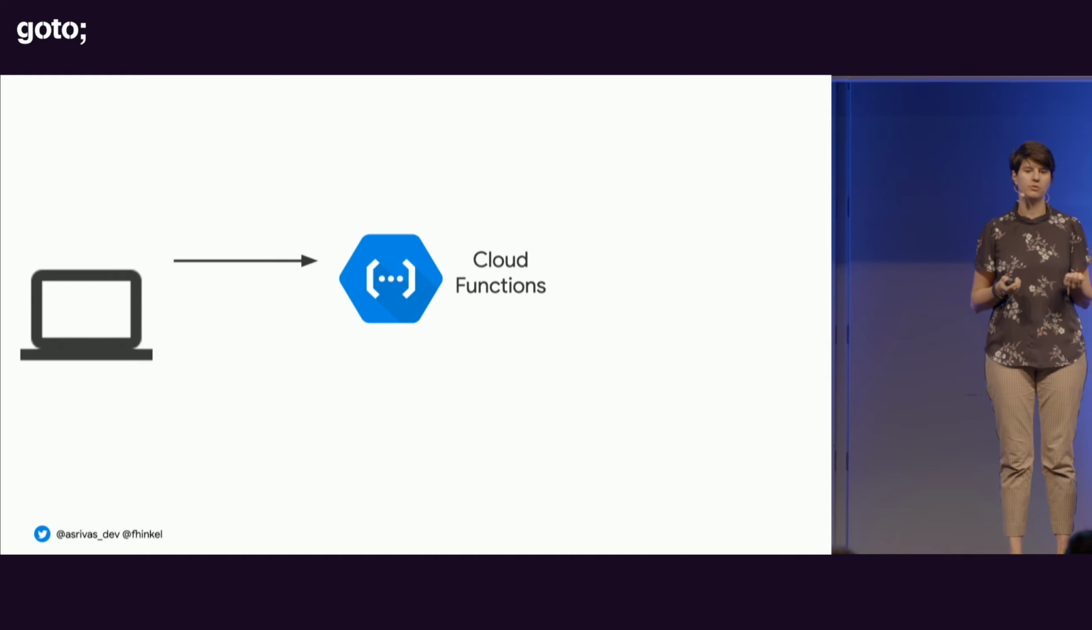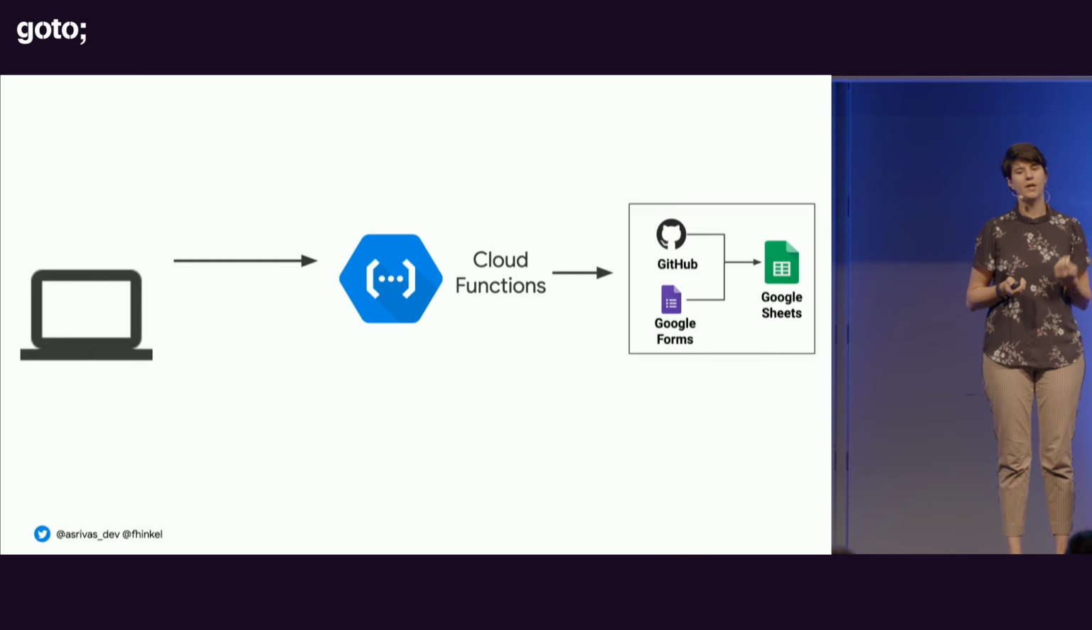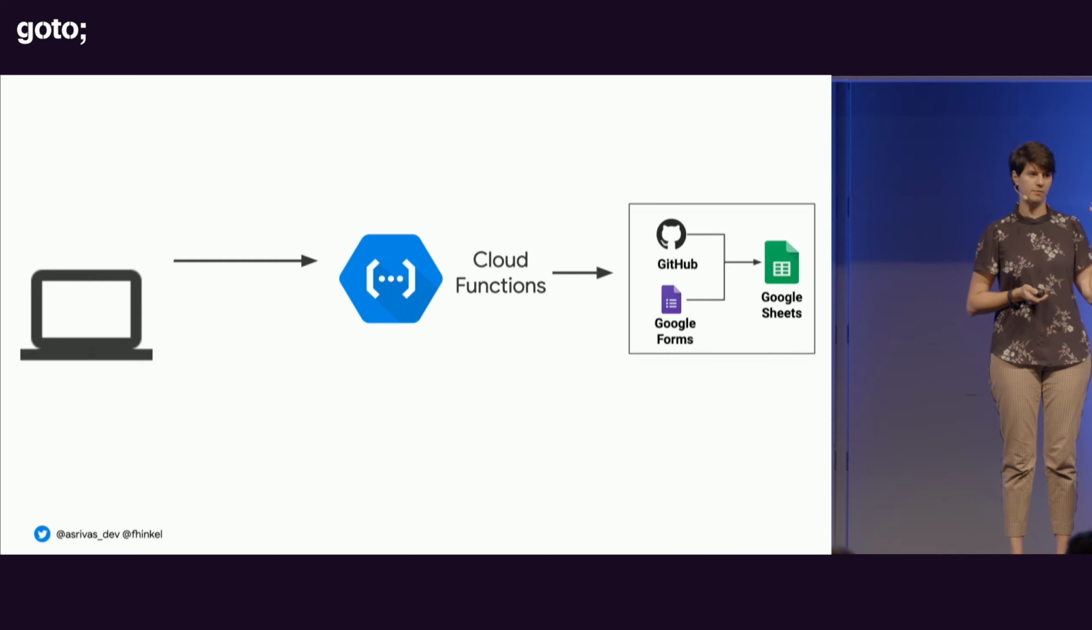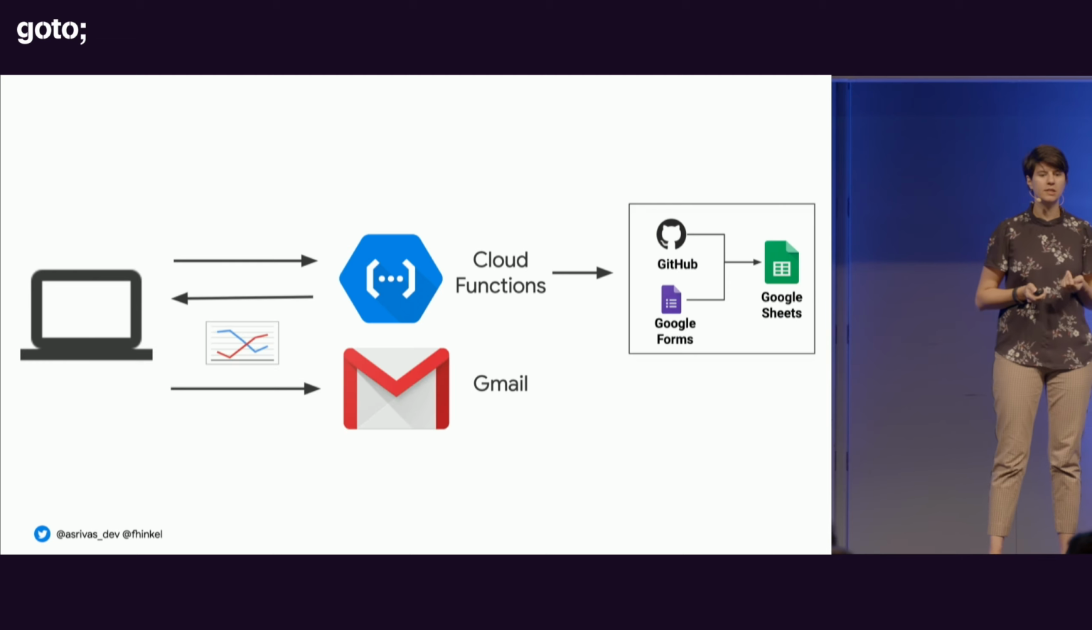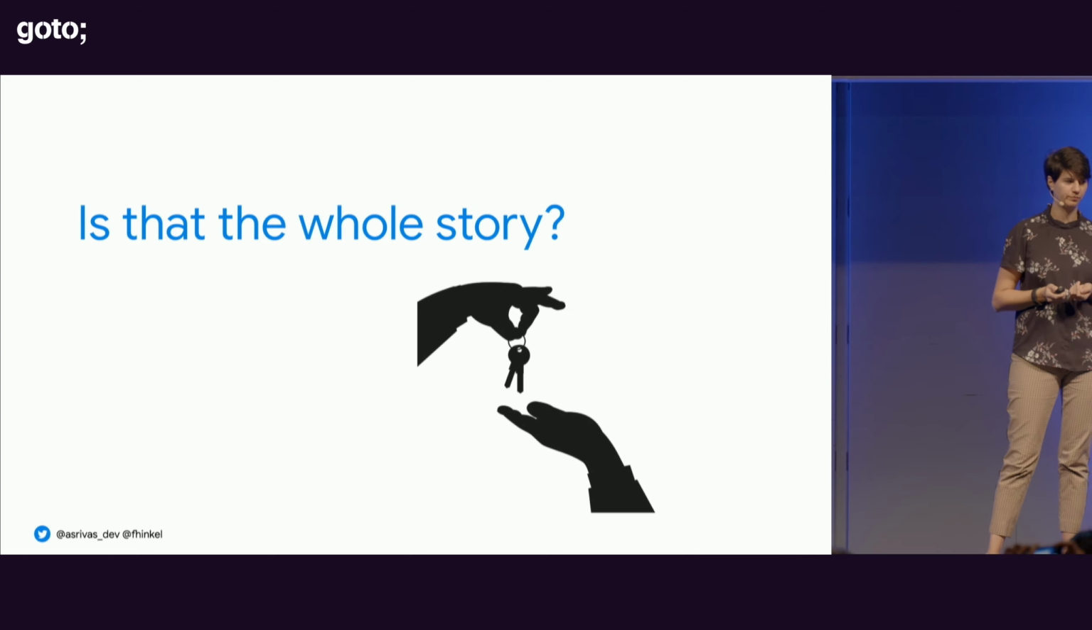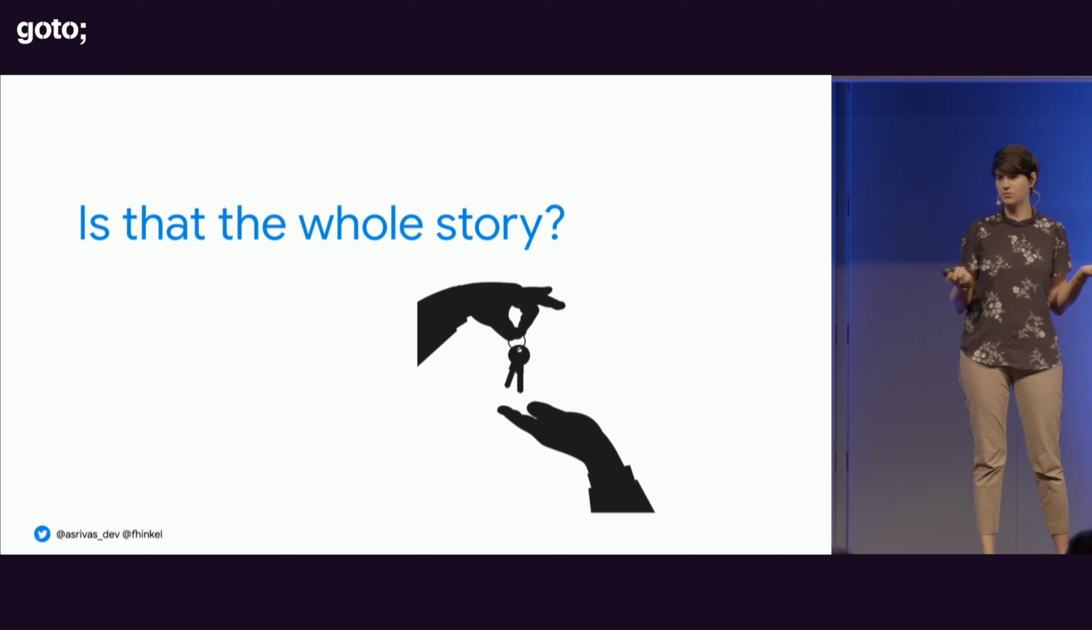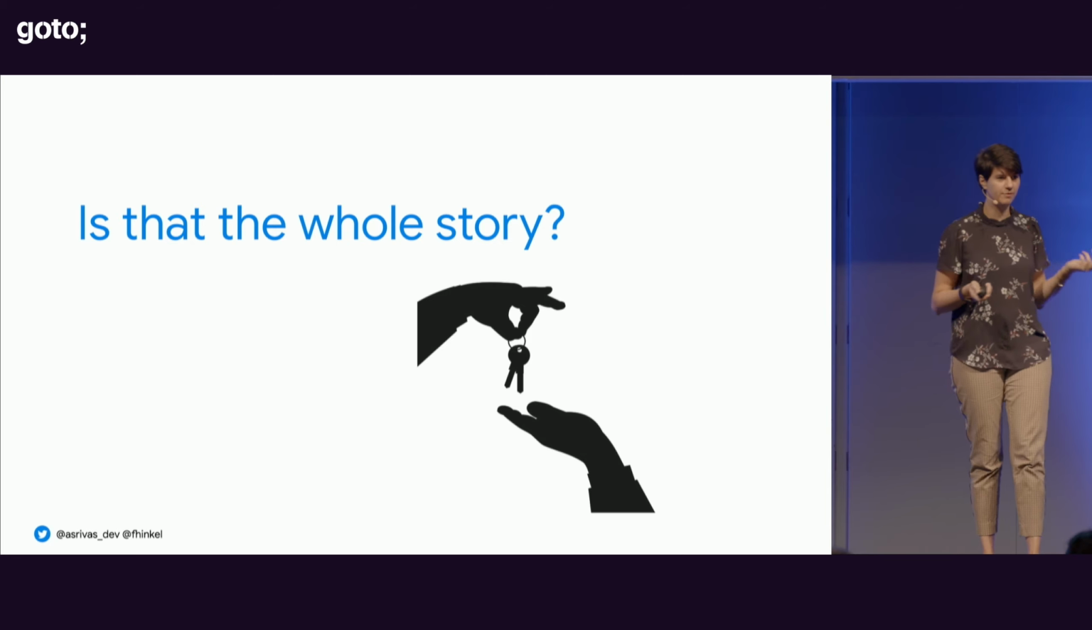So our front end or the cron job now triggers the cloud function. And then the function queries these other data sources for new data, writes that into a sheet, generates a new chart, and we email out this chart. This is really straightforward, right? Is that everything, though?